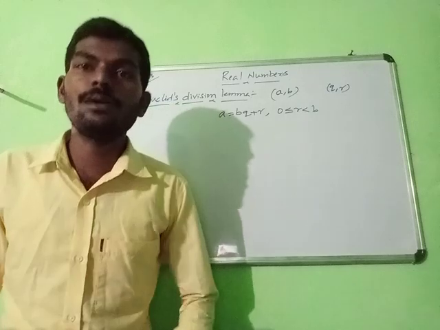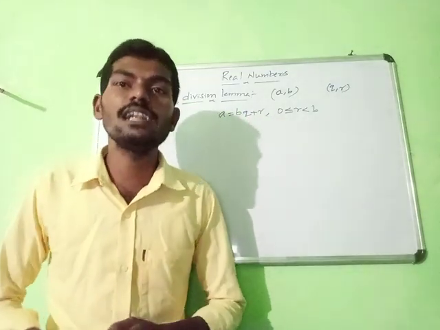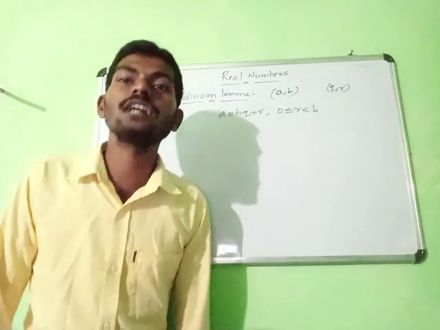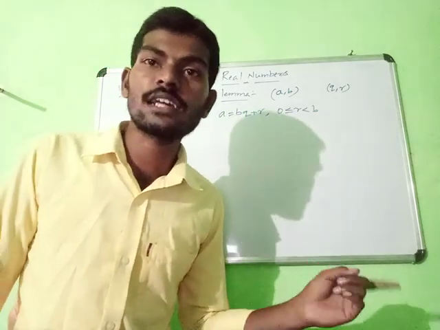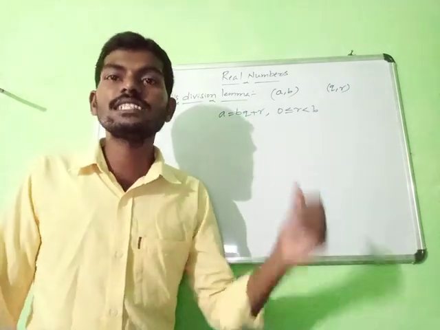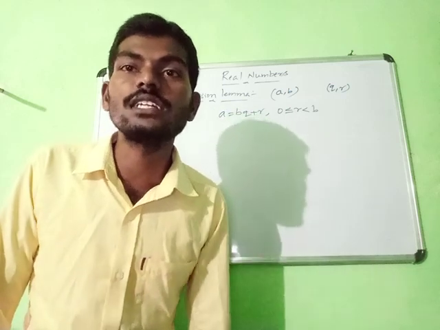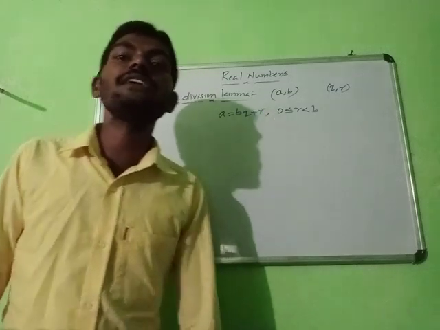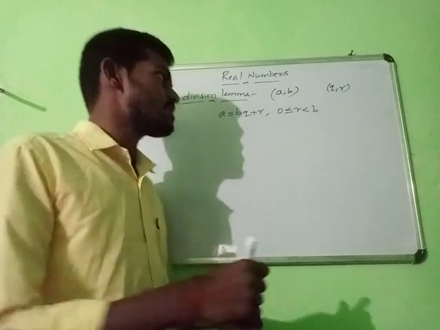What is Euclid's division lemma? For any 2 positive integers a and b, there exists a unique pair of integers q and r satisfying a is equal to bq plus r, where 0 is less than or equal to r is less than b. This result was first written in the 7th book of Euclid's Elements.